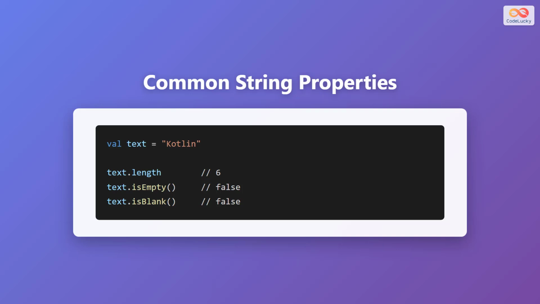Kotlin provides useful properties to work with strings. The length property returns the number of characters in a string. The isEmpty function checks if the string has no characters, returning true or false. The isBlank function checks if the string is empty or contains only whitespace characters.